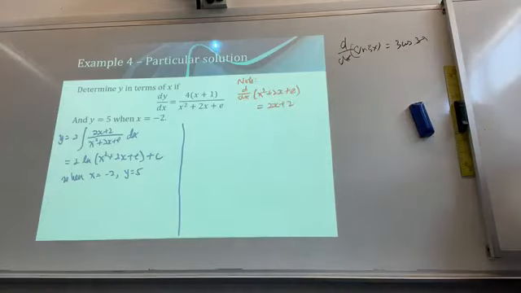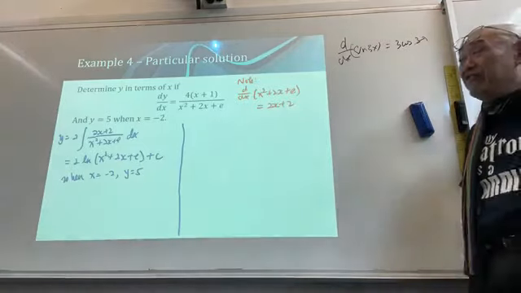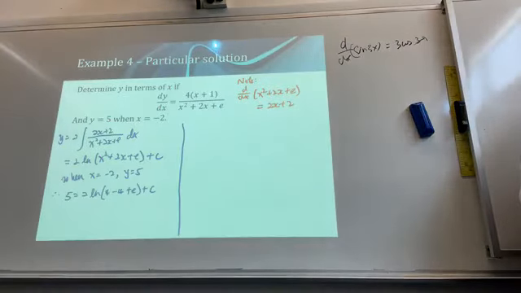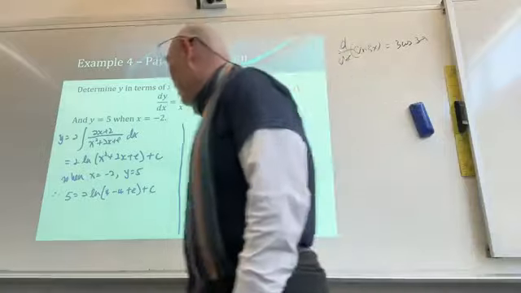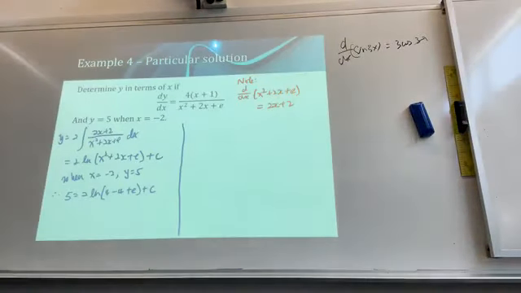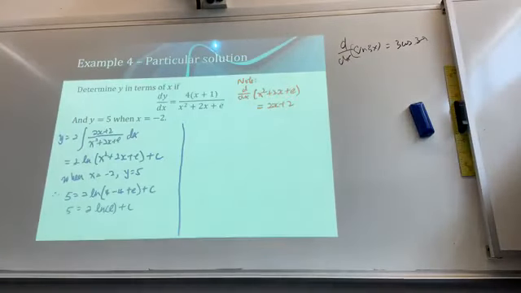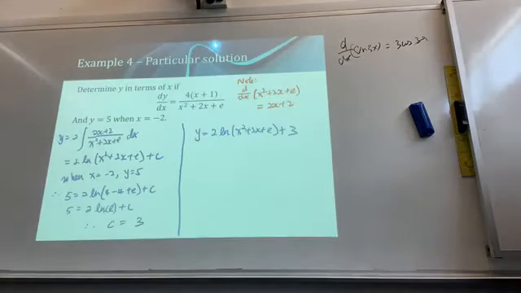So when x equals minus 2, y equals 5, substitute everything in. Therefore 5 equals 2 times log of 4 minus 4 plus e, plus c. 4 minus 4 is 0. So what is log of e? 1. And therefore c is 3. And this is your equation. Alright? That is my equation.